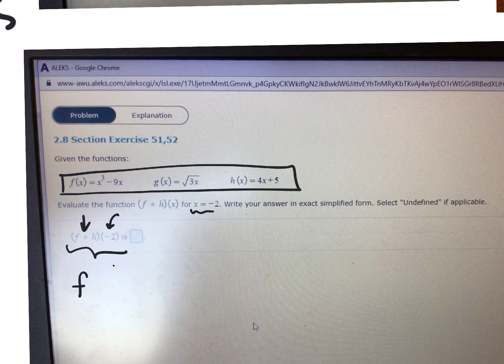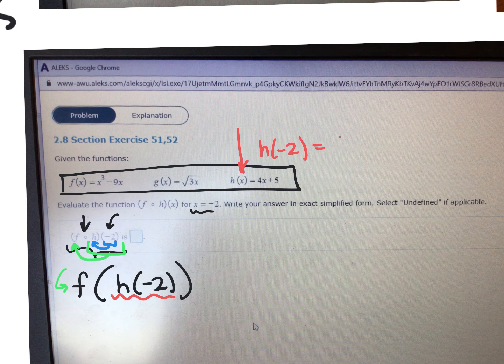And remember, composition is like a substitution of something into something else. The way I like to read this is, okay, negative 2 will have to go into h. Whatever I get out of that will then go into f. So I wrote it here in that kind of parentheses notation. So h of negative 2 means go to my h function and input a negative 2. So h of negative 2 will be equal to 4 times negative 2 plus 5. This will be negative 8 plus 5, which will be negative 3.